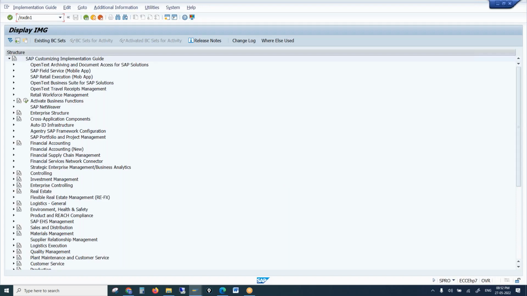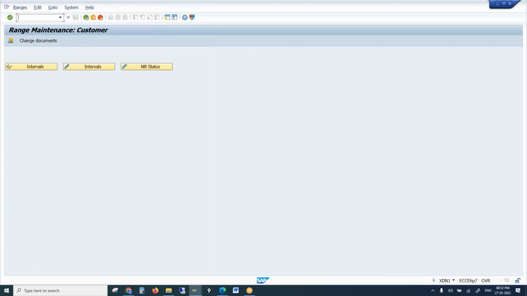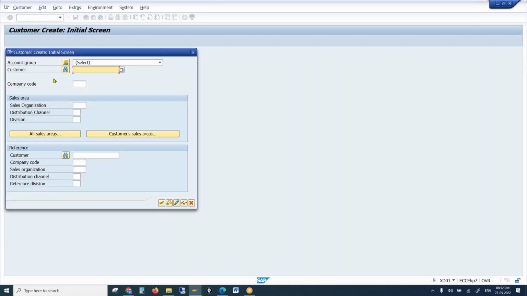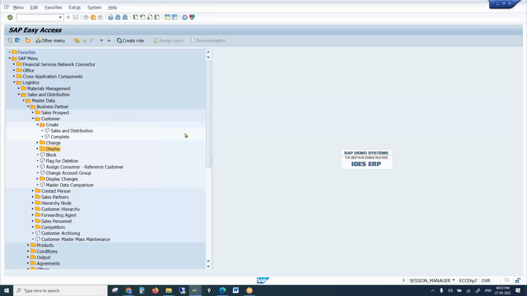/n or /o. You see, the system has taken a different thing now, but earlier the system had not allowed us to proceed. You need to prefix it with /n or /o. Then only the system will allow us to take it. Other than easy access, T codes will not work. You need to prefix it with /n or /o.